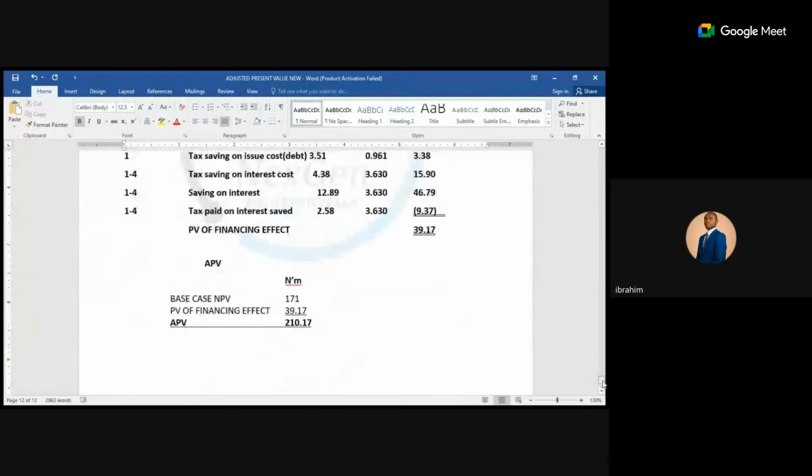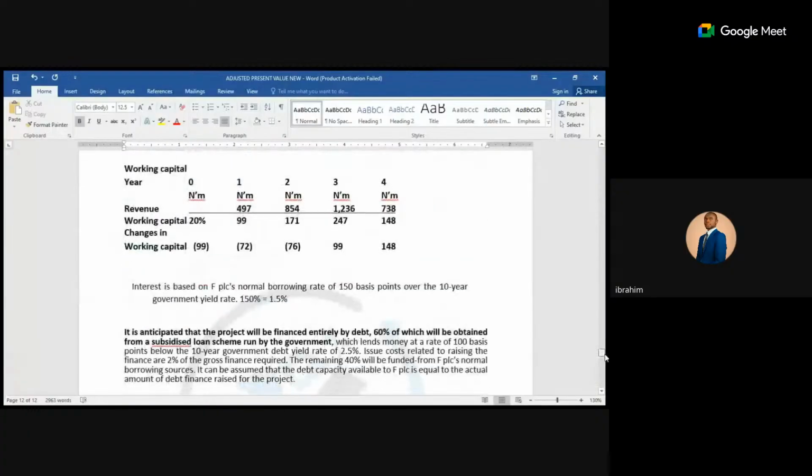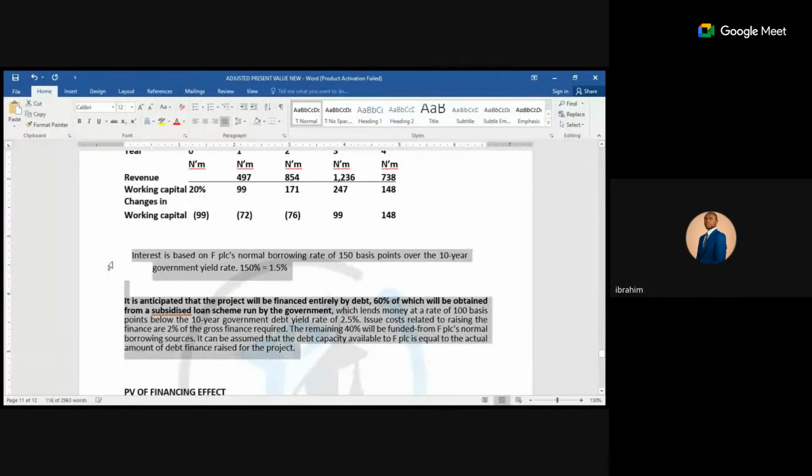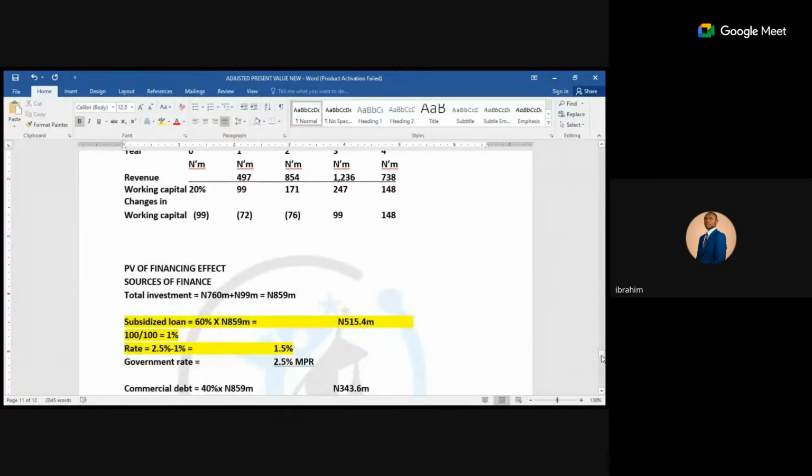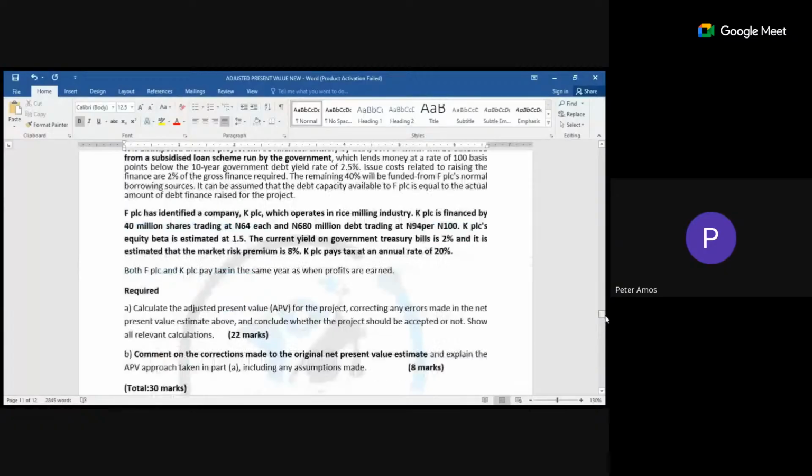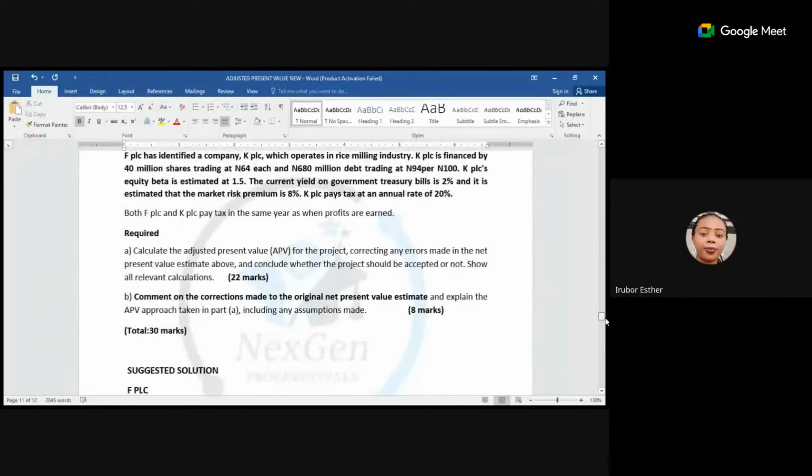We are done with this question. This is how many marks? Think about 14 marks. Just 14 for this long process? Wow, 22 marks. Then you should comment on the correction. Comment on what correction you've made, and include any assumption. Just comment on the original MPV.